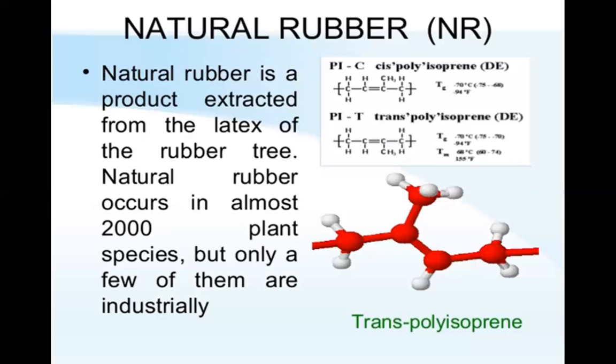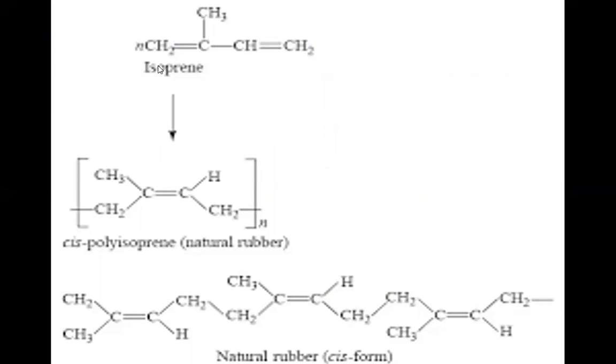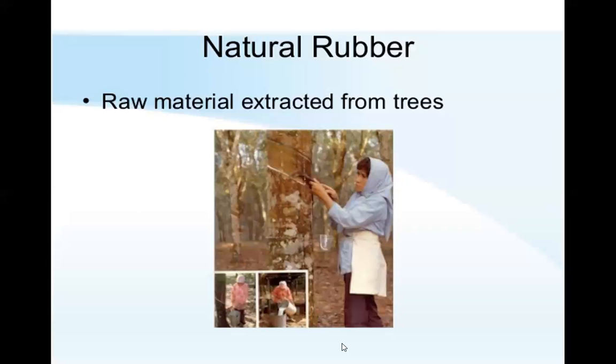In the processing of rubber from Hevea brasiliensis, the main structure is isoprene, which undergoes polymerization and forms cis isoprene, the natural rubber, which undergoes further polymerization and forms the cis form of natural rubber. The extraction of natural rubber from the raw material starts with the tapping of the latex.